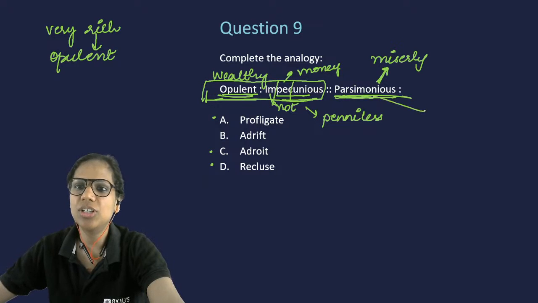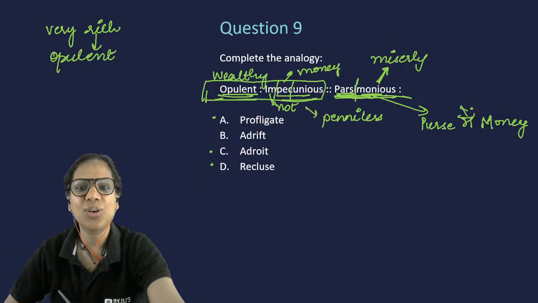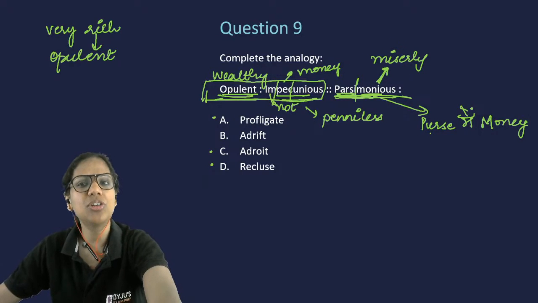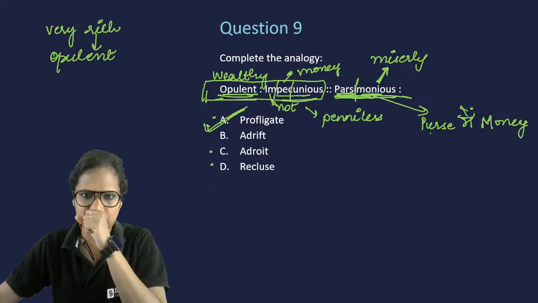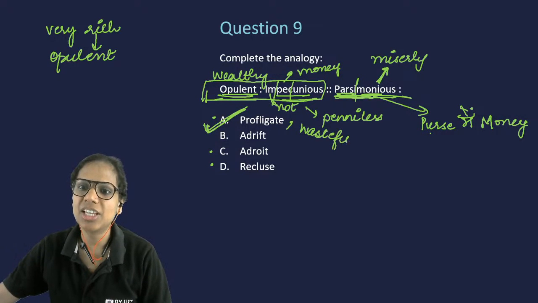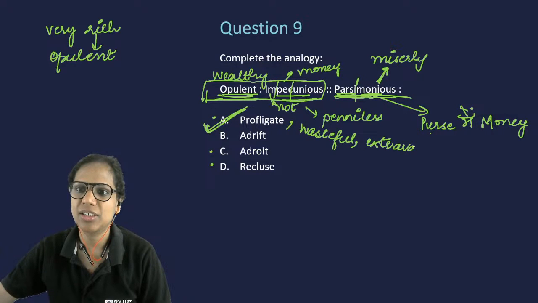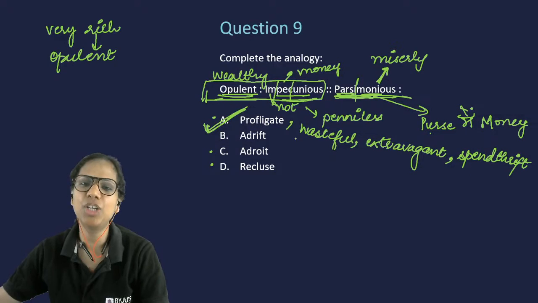In order to learn this, the mnemonic that I often give students, जिसको हमेशा पर्स में मनी रखना अच्छा लगता हो, parsimonious, पर्स में money, right? That is parsimonious. So I'm looking for the opposite of miserly, somebody who's spending a lot, extravagant in his or her lifestyle. The answer for that is profligate. Profligate, wasteful, extravagant, spendthrift. These are all antonyms of parsimonious. These others are not related to parsimonious.